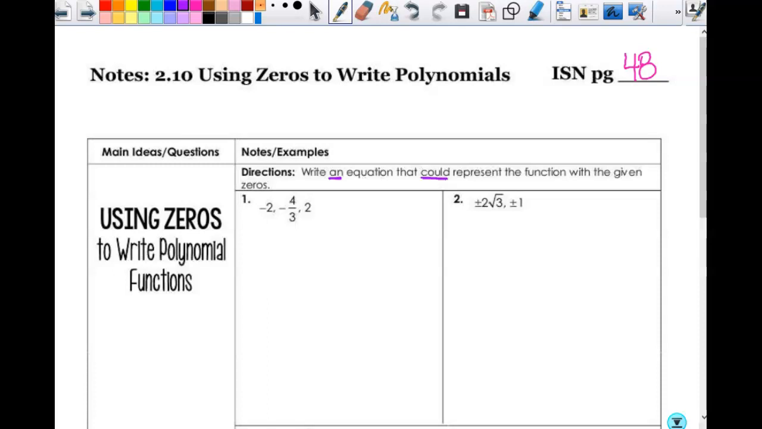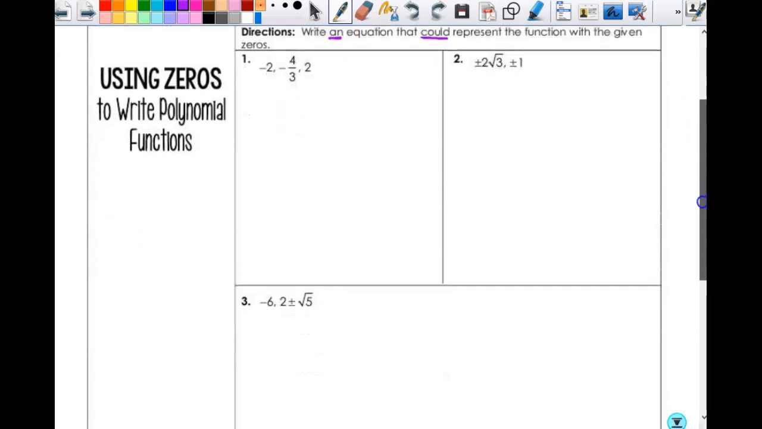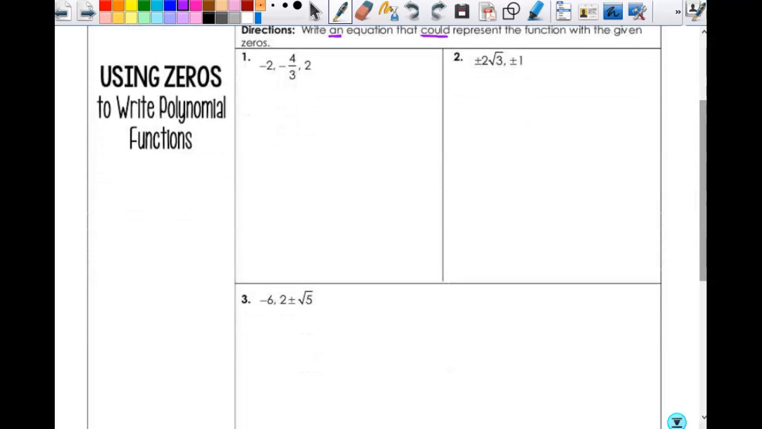I mean, we might get lucky, but there might be coefficients in there that we don't know about, right? So maybe that it got factored out or whatever. So we are writing an equation that could represent the function, okay? So with that said, here on this first one, we've got -2, -4/3, and 2.